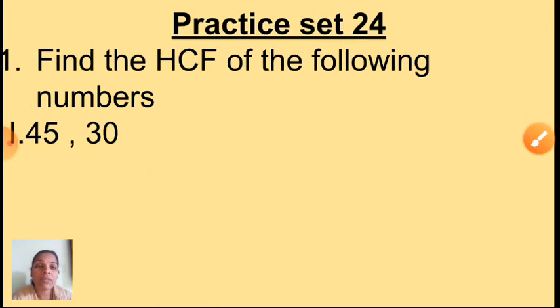So, children, now I will start practice set 24. That is, first question is how we have to find the HCF of the given numbers. Okay, this first question contains 10 sums, children. So, directly I will start this exercise. When I solve this sum, it will easily be understood. So, here I will solve this sum with the help of the prime factorization method. Okay, see here, first one is what? 45 and 30. HCF of these two numbers we have to find.